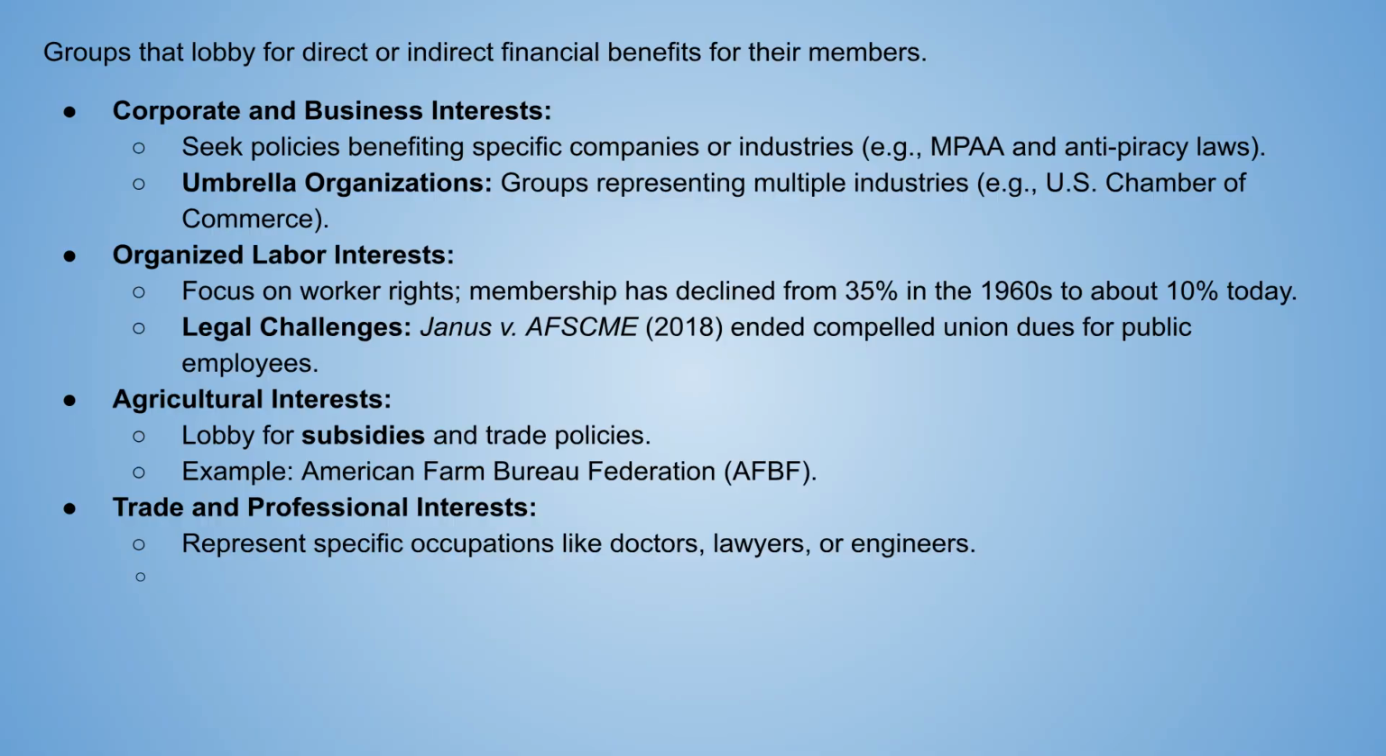Economic interest groups lobby for direct or indirect financial benefits for their members. Corporate and business interests seek policies benefiting specific companies or industries, e.g., MPAA and anti-piracy laws. Umbrella organizations are groups representing multiple industries, e.g., the U.S. Chamber of Commerce. Organized labor interests focus on worker rights. Membership has declined from 35% in the 1960s to about 10% today. Legal challenges: Janus versus AFSCME in 2018 ended compelled union dues for public employees.